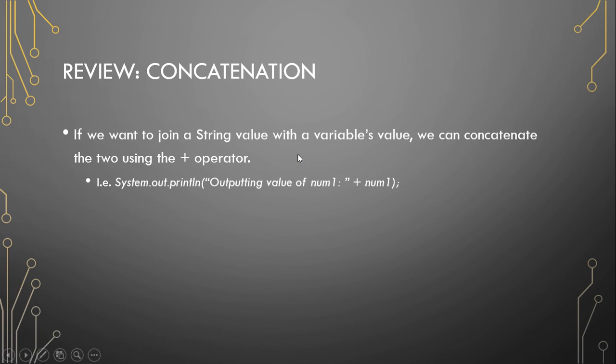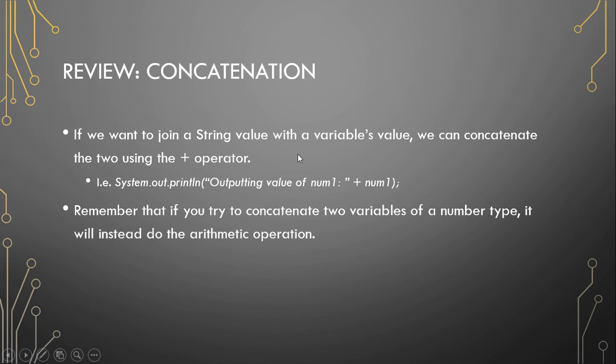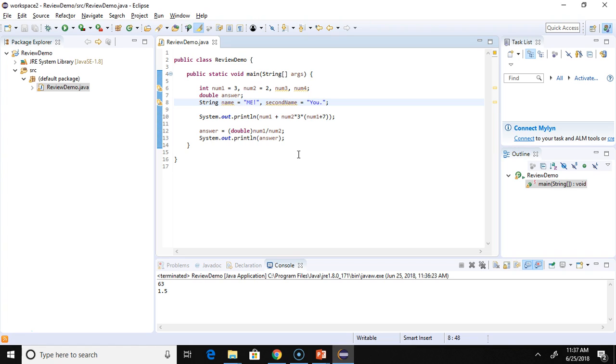So, concatenation. If we want to join a string value with a variable, we concatenate the two with the plus operator. So, for example, this is now a print line outputting "value number 1 equals " plus num1. Now, remember, if you try to concatenate two variables of a number type, it's going to instead do the arithmetic operation. Let me go ahead and do that here.